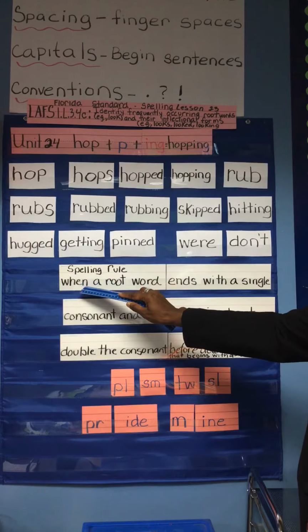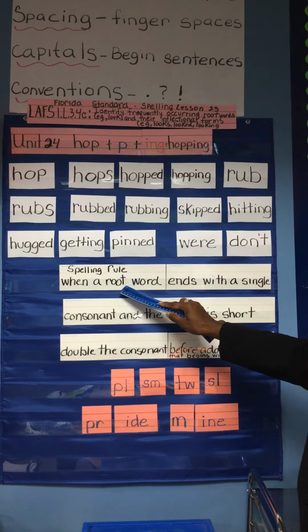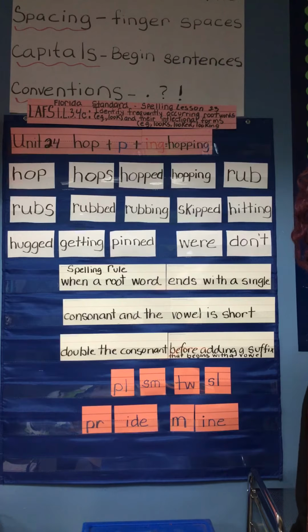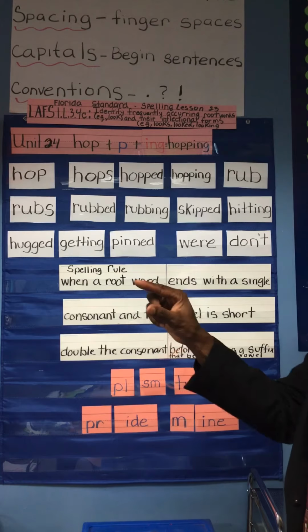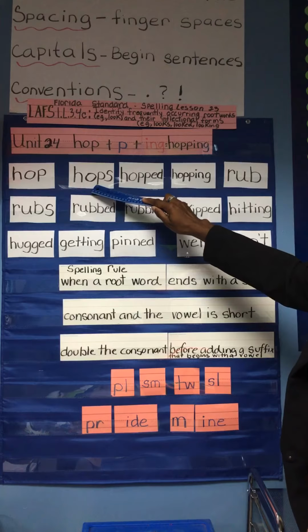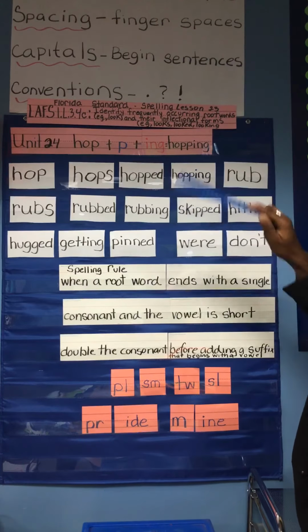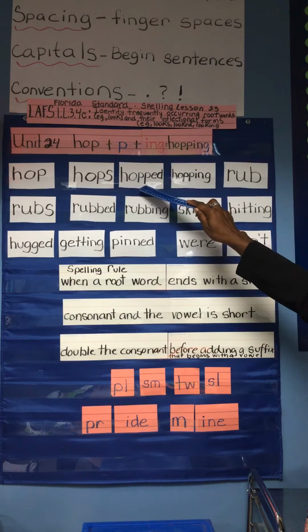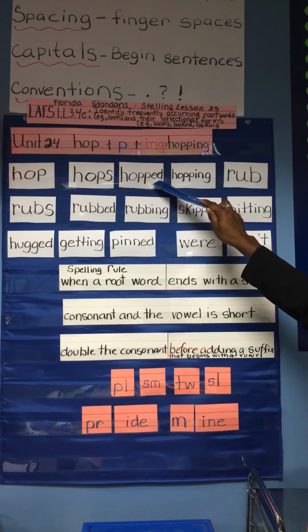Okay? When a root word, we know what a root word is. A root word is a word that has nothing attached to it. No suffix or no prefix. It's the word by itself. Hop is a root word. Hops has a what? I would like for you to stop the video and tell me on your voice boxes, what does hops have? Okay? Hopped and hopping. If I covered the pped, that's the root word. I doubled the final consonant and I added a suffix ed.